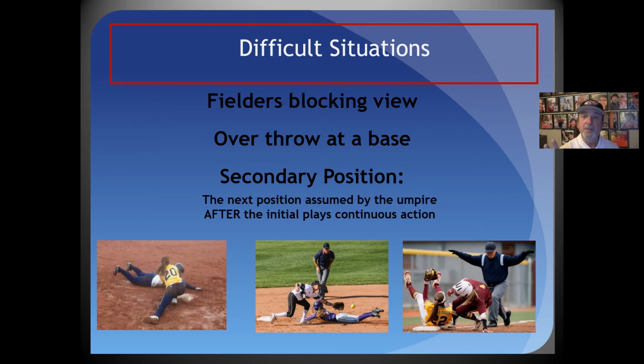And then you want to make sure you jump into your secondary position. We're going to talk a little bit more about that in a moment. But it's the next position assumed by the umpire after the initial play through continuous action. So the first baseman comes off the bag. There's a tag up the first baseline. You have to make that adjustment. That's the continuous action. But these are difficult situations that you have to factor in. Really starts with reading and observing the play, anticipating that as you see it develop.